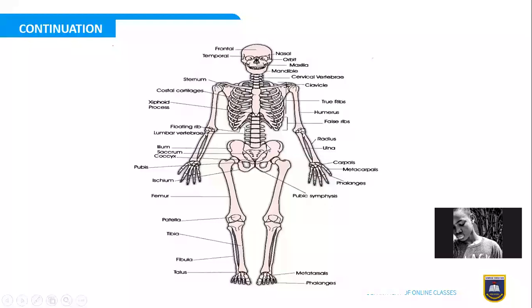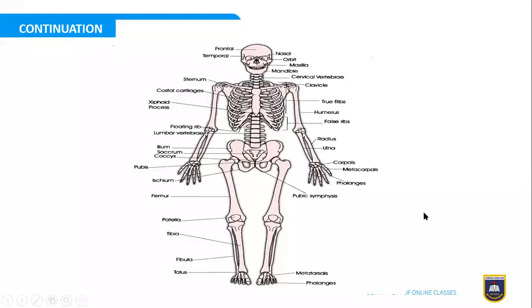When I say ventral orientation, I saw Pearl. Is Pearl here? Pearl, if you are around, let me see your hand. Okay, Pearl, unmute yourself and tell us what you mean by ventral view.